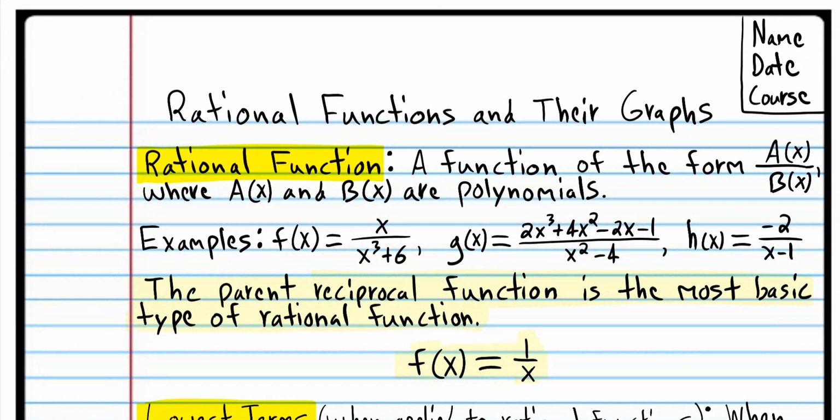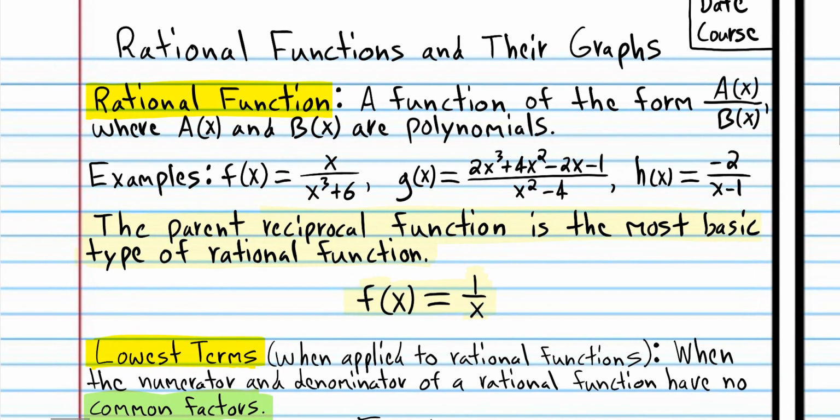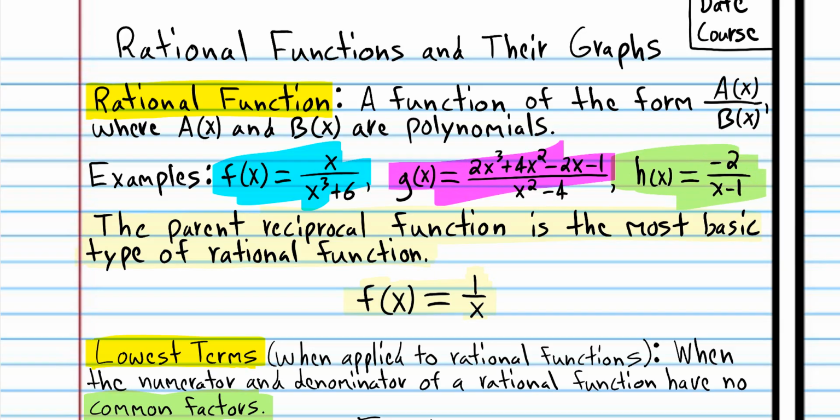A rational function is a fraction, at least it looks like a fraction, and the numerator of the fraction is a polynomial and the denominator of the fraction is also a polynomial. So we have an example here, f of x, and an example here, g of x, and an example here, h of x.